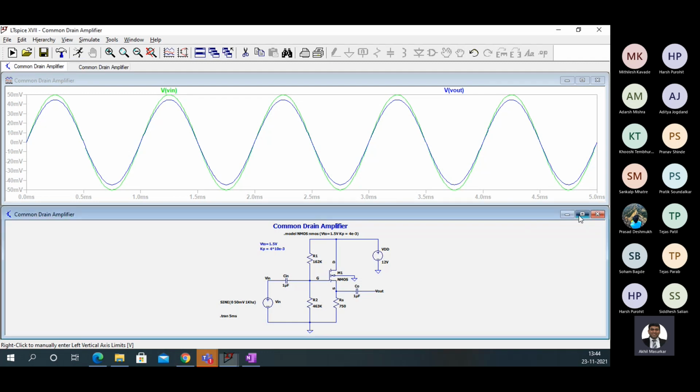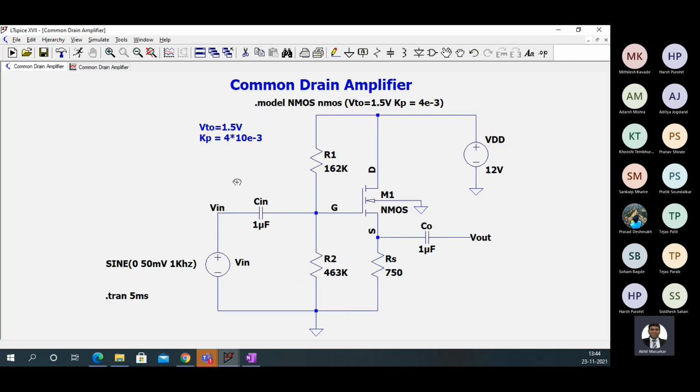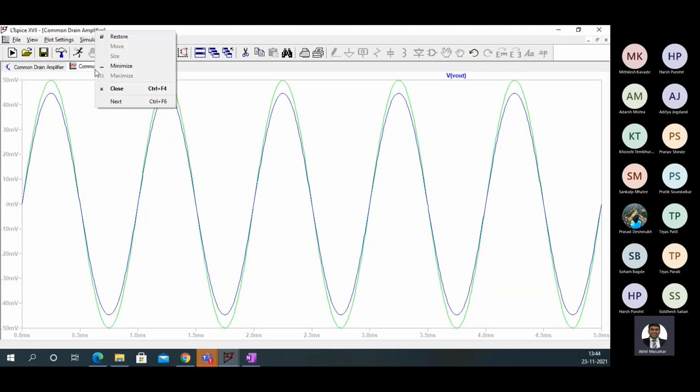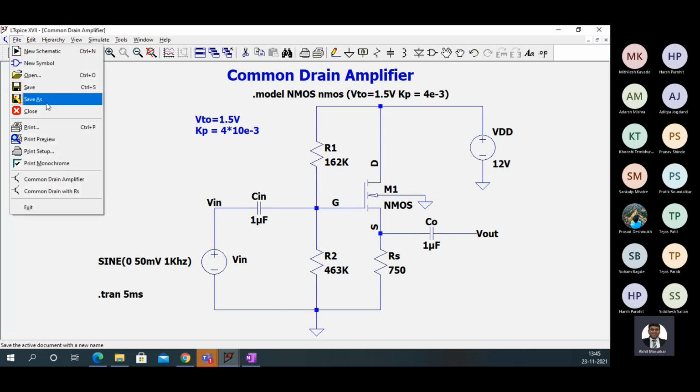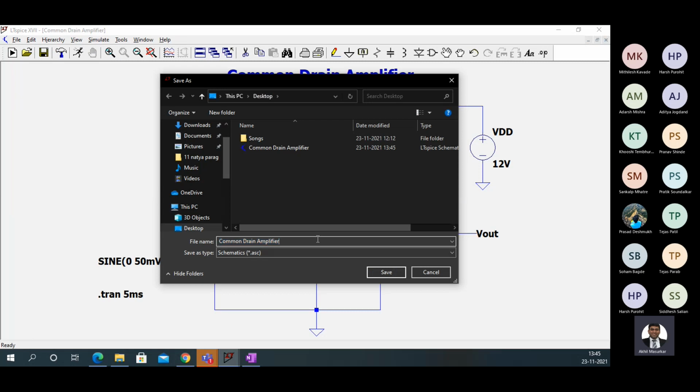Now I'll go a little bit ahead. I'm saving this. You can see that this is a transient analysis, so it's a .tran. Transient means you can see some cycles, and if you want, you can keep the grid on and check it. Now the same file I am saving as underscore AC.